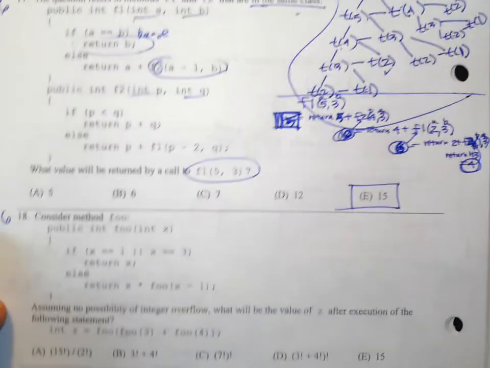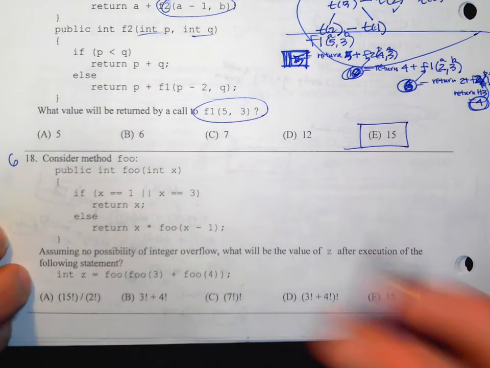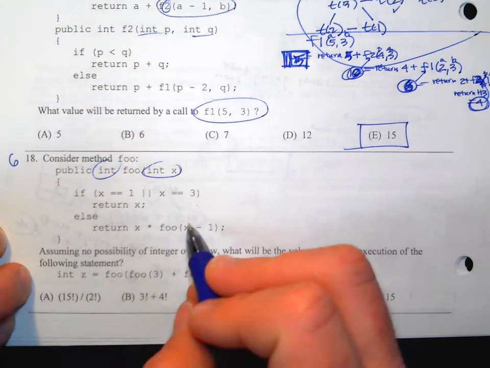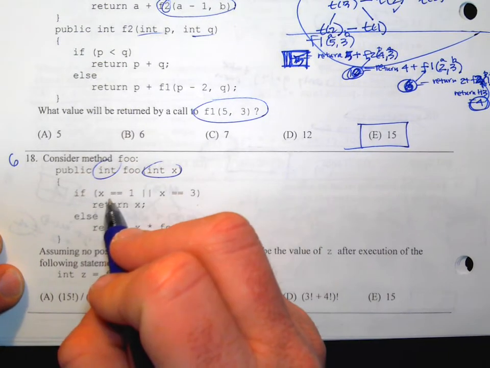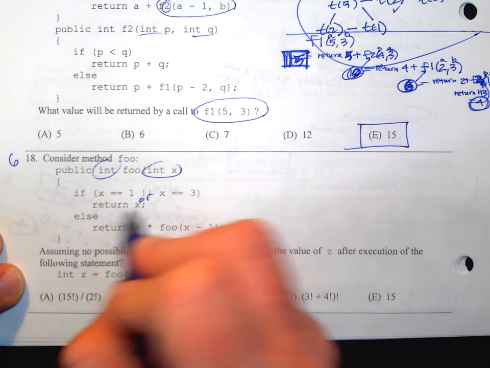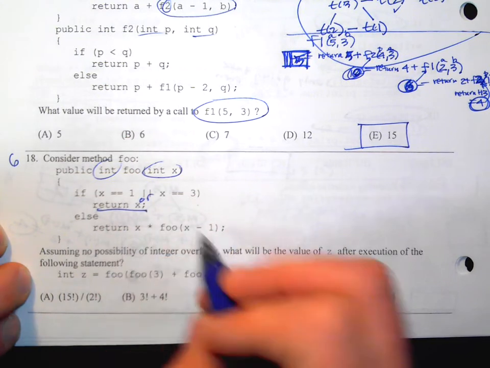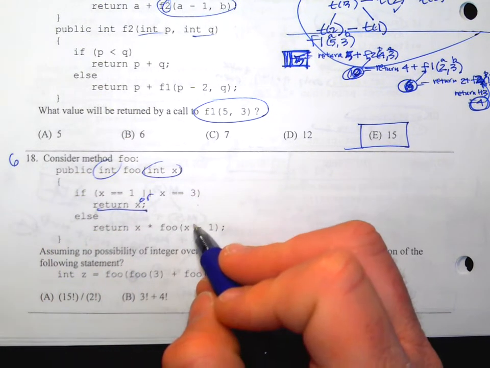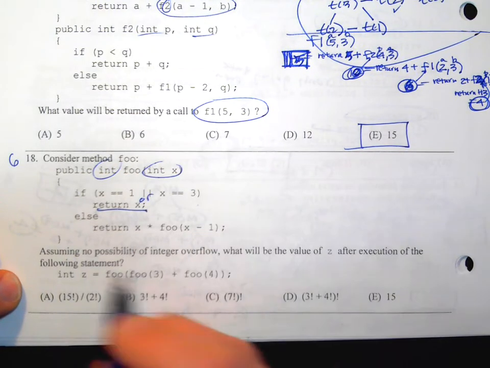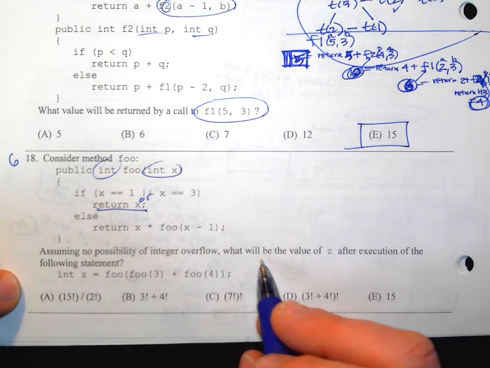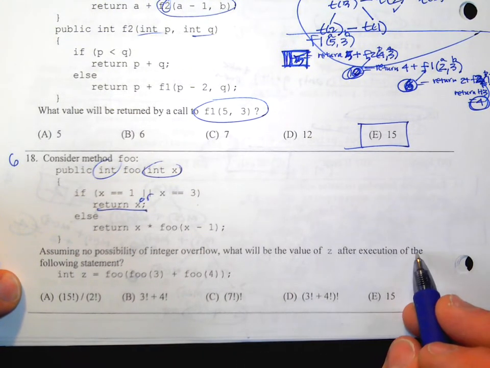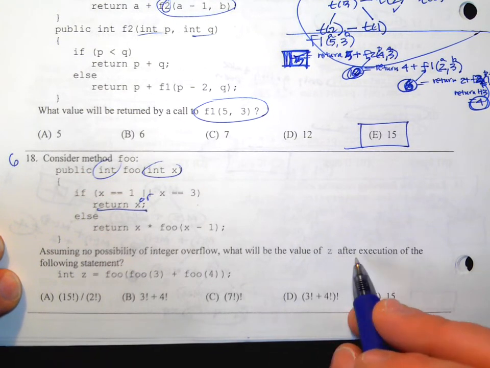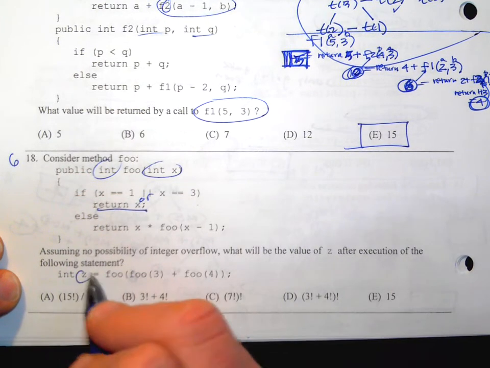Okay, number 18, consider the method foo, which takes an integer, returns an integer. If x either equals 1 or 3, just return the value of x. Otherwise, you're going to return x times a call to foo where you decrease it by 1. So hopefully it's going to go towards that. Assuming no possible integer overflow, what will be the value of z after execution of the following statement? So z is just this.